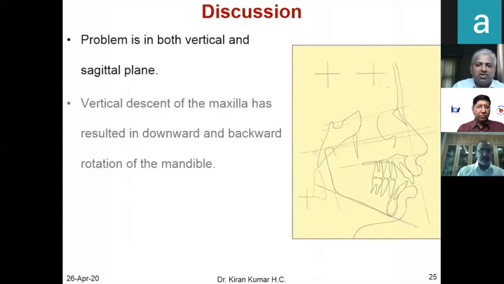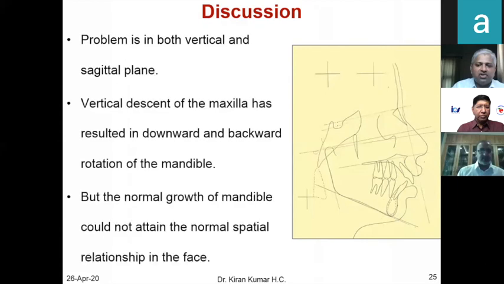Coming to the discussion part in this case, before we start treating a case, we need to have an in-depth discussion about how to treat this case. So we have covered what happened in growth and development in this case in relation to the maxilla. So what are its counterparts?